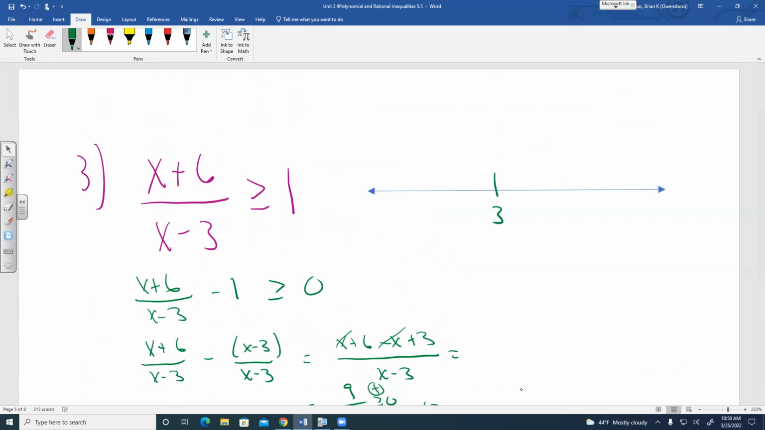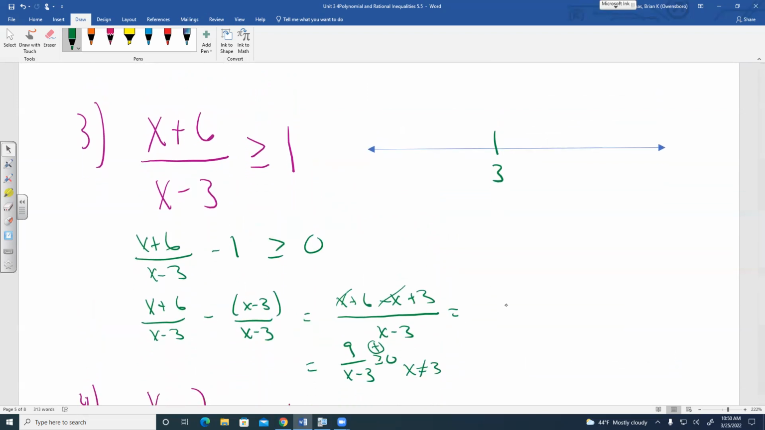So if I put a 3 into my problem, pick something left of 3 would be, again, 0 would be a good choice. If I put 0 in, that's going to be 9 over 0 minus 3. That's going to be 9 over negative 3. That's going to be a negative.